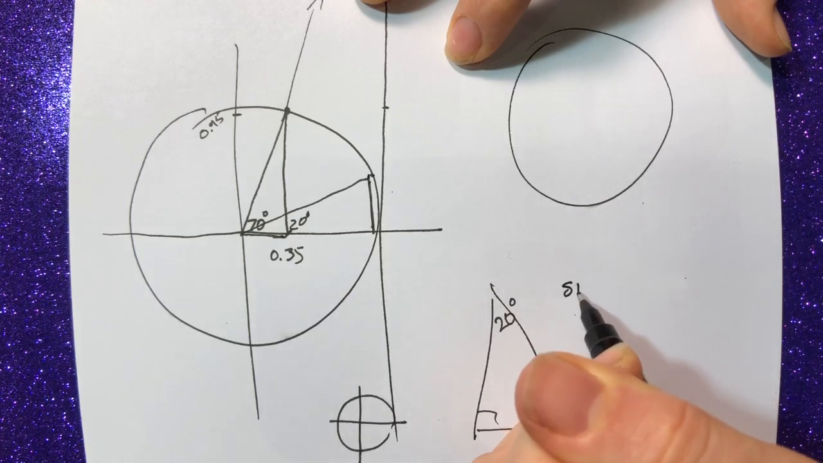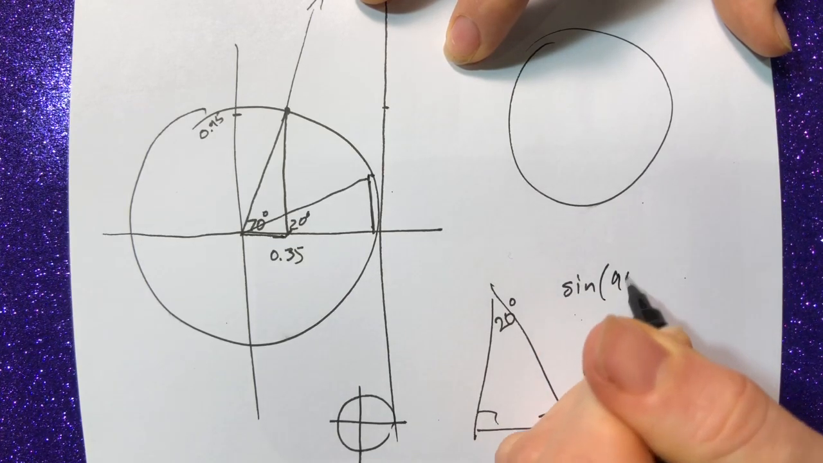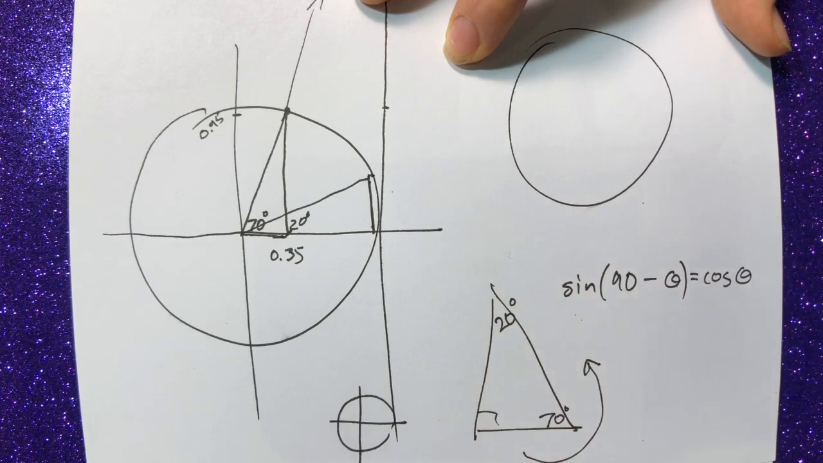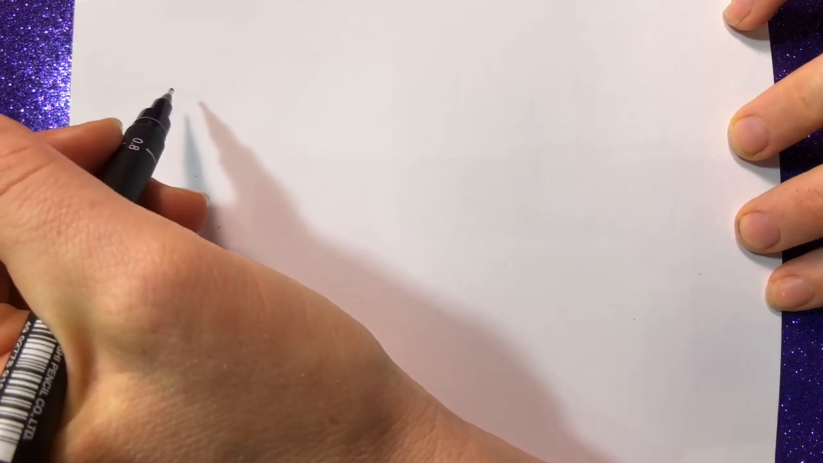So here's another rule that we're going to be playing with. The sine of 90 minus an angle is the same as cos of the angle. That comes in handy later on too. So why does all this matter?